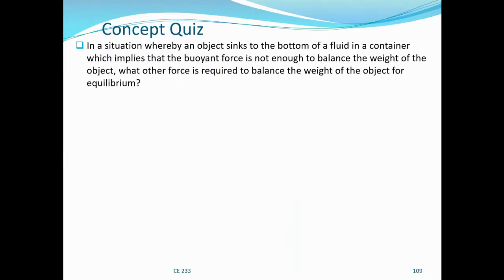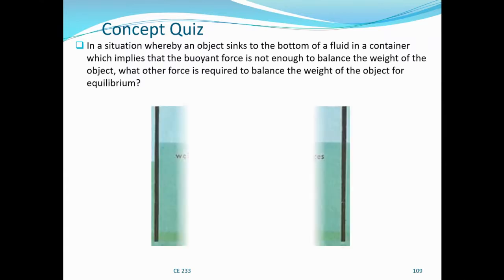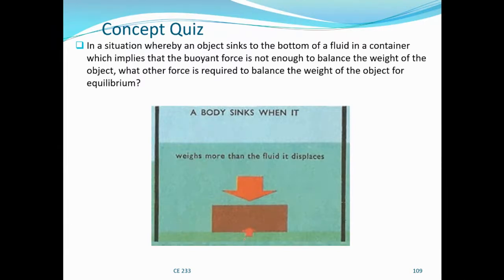Now, our concept of crease. In a situation whereby an object sinks to the bottom of a fluid in a container, like in the fourth case, which implies that the buoyant force is not enough to balance the weight of the object. What other force is required to balance the weight of the object for equilibrium? Like in this case, where it sank to the bottom, okay, you have the buoyant force here acting, okay, you have the weight. So we are saying that the weight is greater than the buoyant force, okay, but the body is in equilibrium. So what other force is required to hold it? Okay, that we need what? Reaction from the bed. Okay, we need so that the weight will be balanced by the buoyant force plus a reactive force, okay, coming from the bottom. Okay, to support the buoyant force in order to maintain the object in equilibrium.